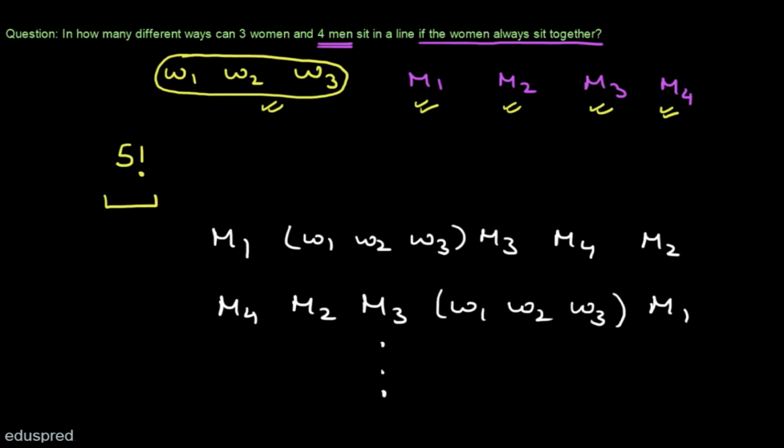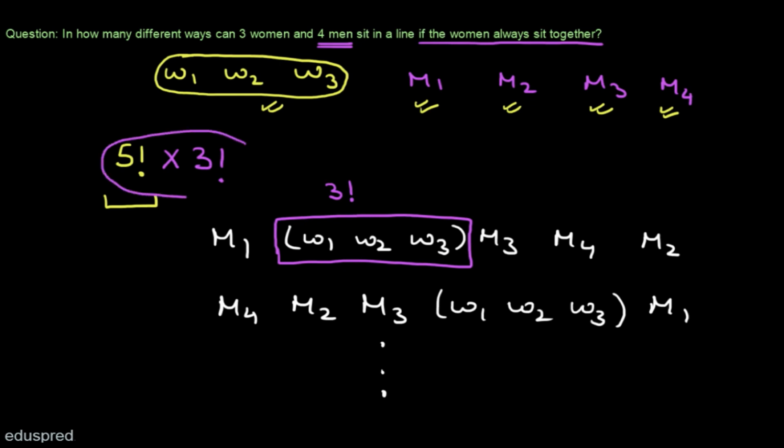Now the additional step that we have to do is we have to consider the possibility that these 3 women can be arranged among themselves in 3 factorial ways. So instead of writing W1, W2, W3 here, I could have written W3, W1, W2 and so on. To take into account these types of possibilities as well, we multiply 5 factorial by 3 factorial. And this is the final answer.